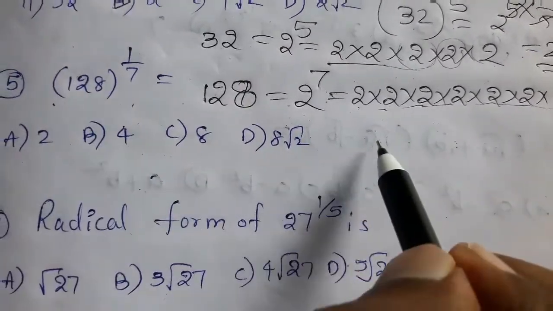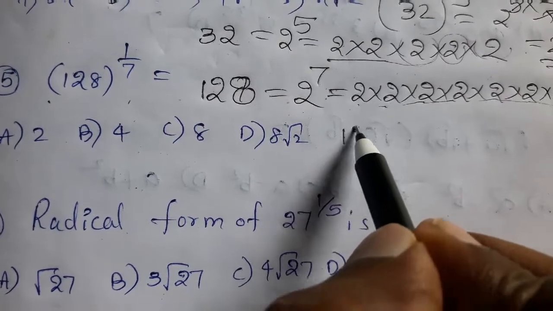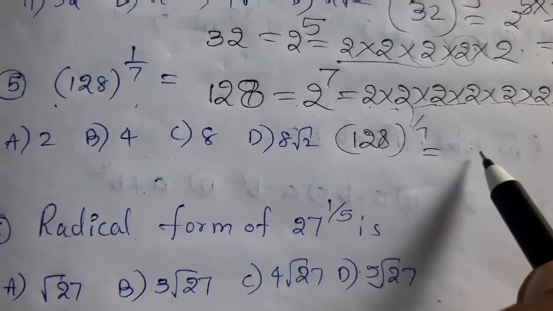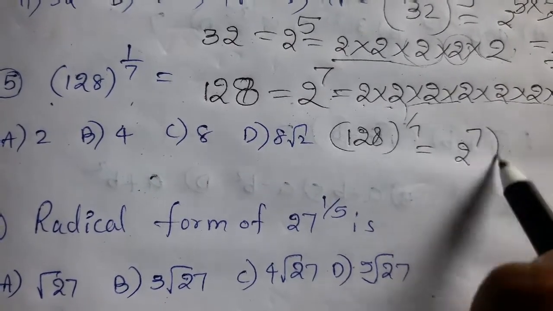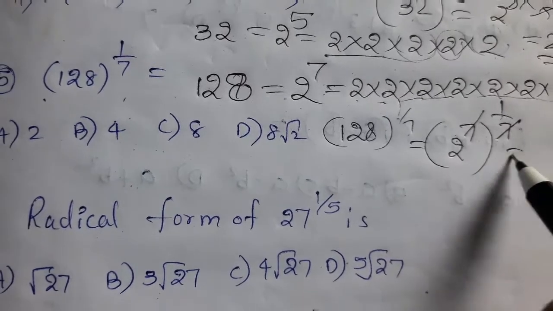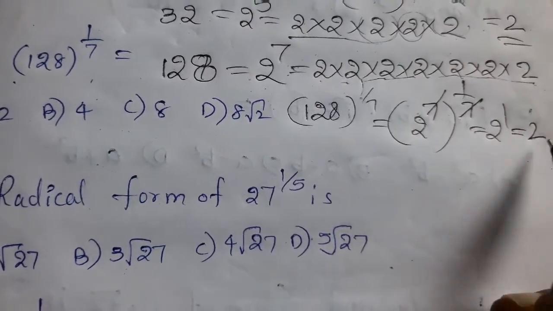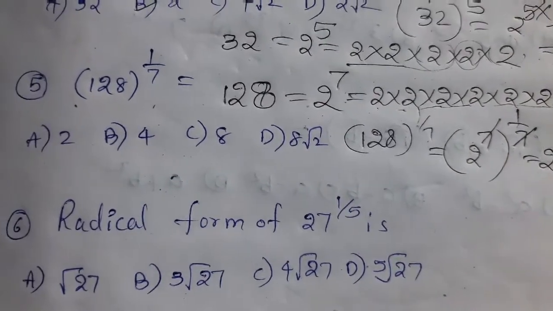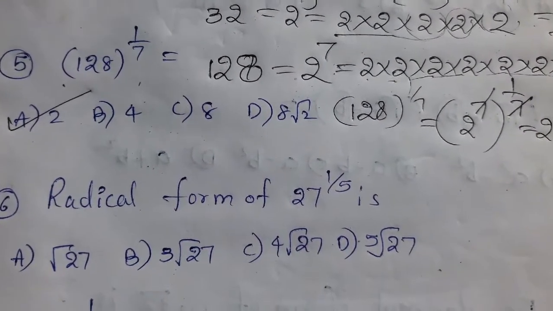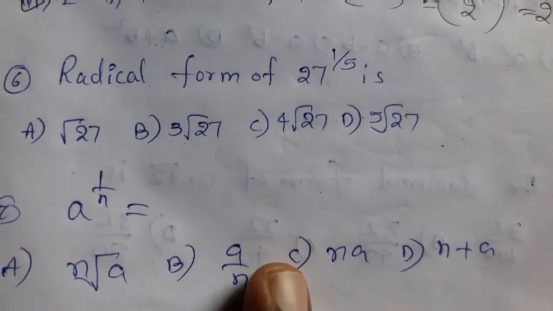Now this can be written as 128 whole power 1 by 7. This can be written as 2 power 7 whole power 1 by 7. This 7 cancels. That is equal to 2 power 1, and the value is 2. So here option A is the right answer of the given question. Now move to next question.